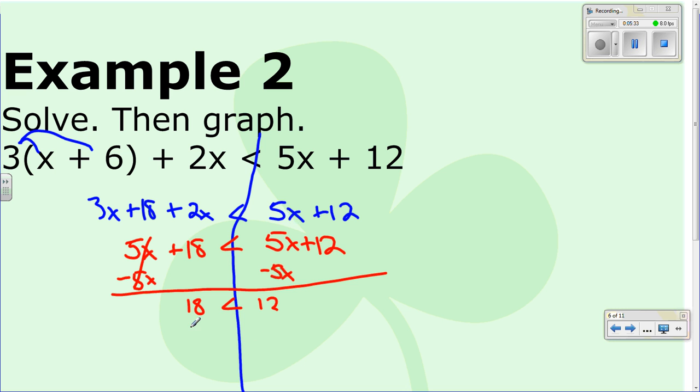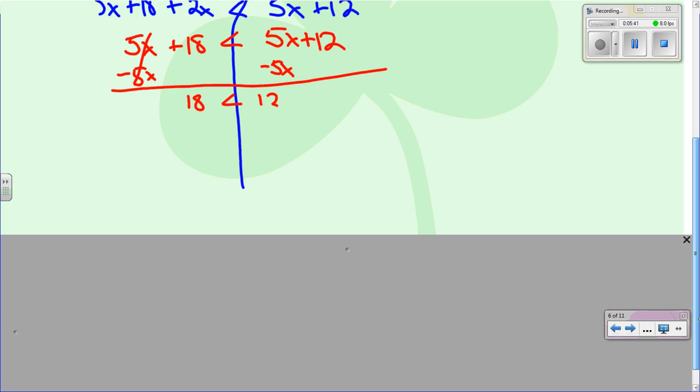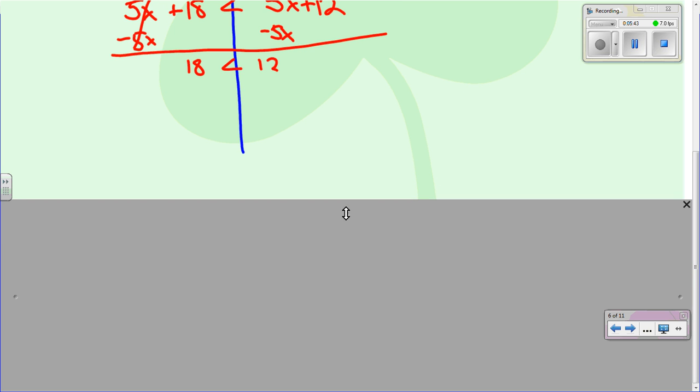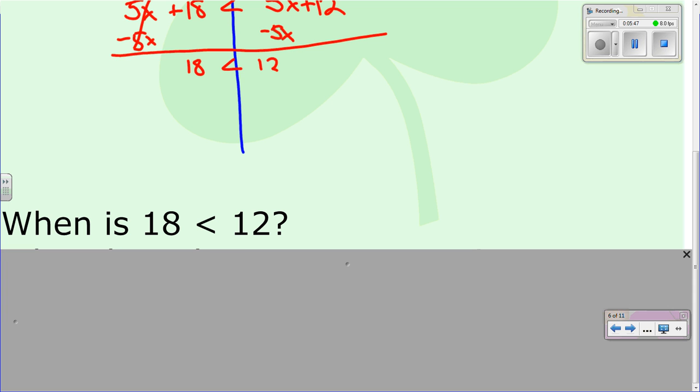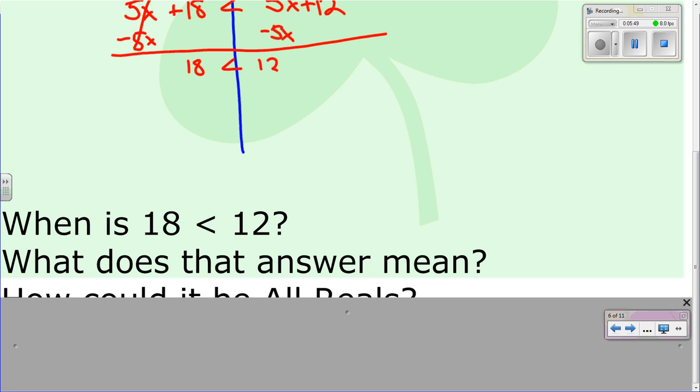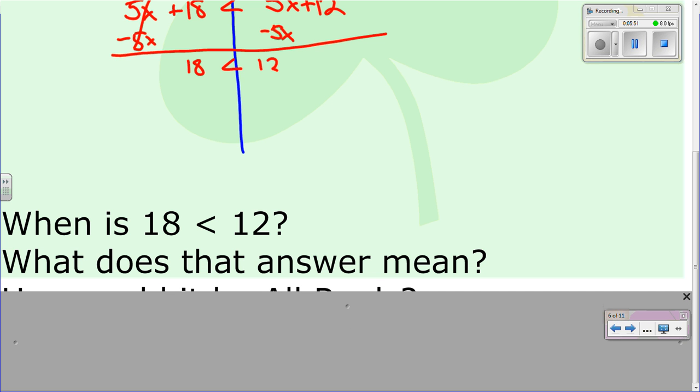Now, what's the problem here? When is 18 ever less than 12? So now we're going to look at a new type of solution. 18 less than 12? Never. What does that answer mean? That answer means that there is no solution because 18 cannot be less than 12.